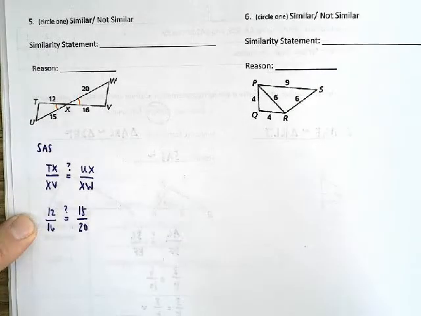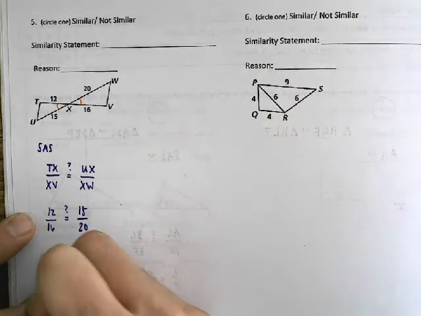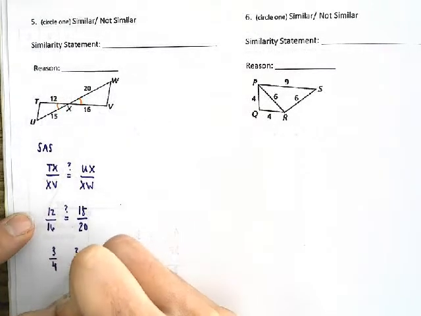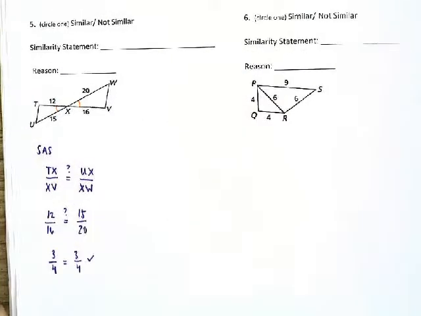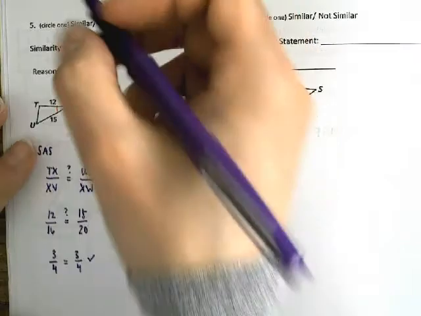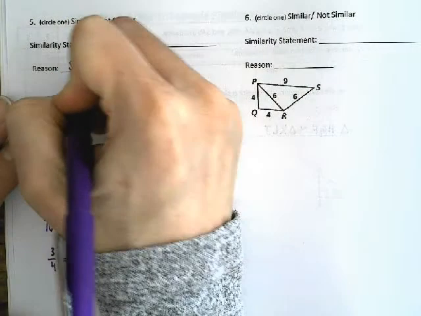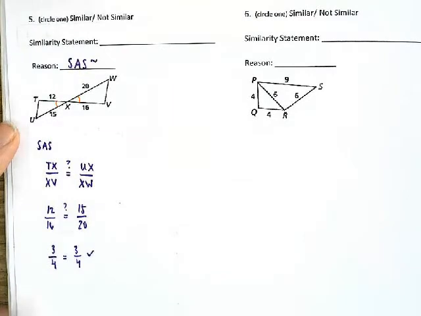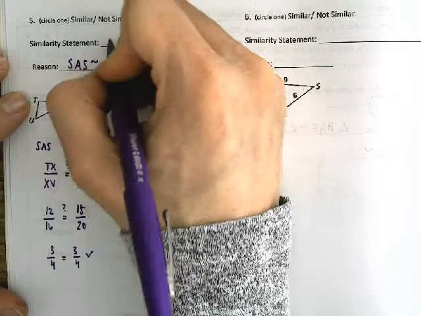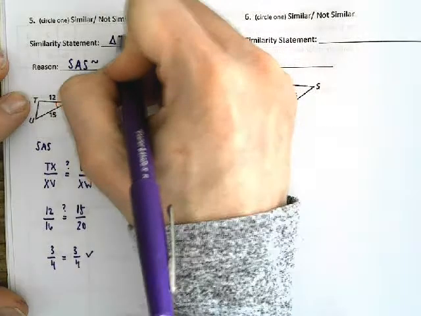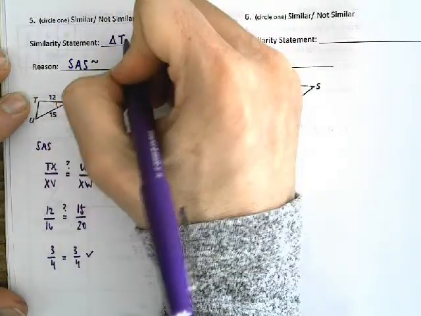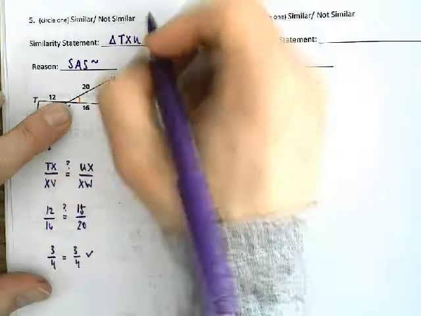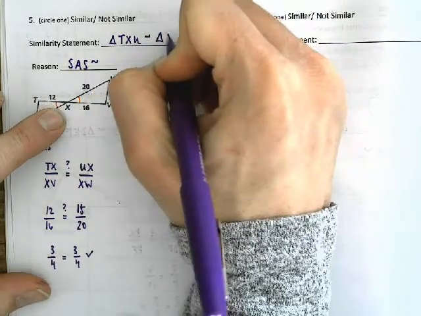So here I'm going to divide by 4, so I'm going to get 3/4. Here I can divide by 5, I get 3/4 as well. Since those are proportional, these two triangles are going to be similar by SAS similarity. And let's see, I know that triangle, I'm going to start with T, so TXU, I'm going to travel along that short side first, is going to be similar to triangle VXW.